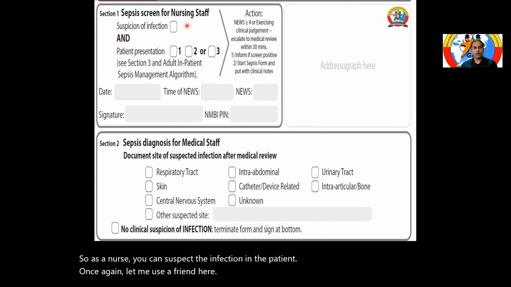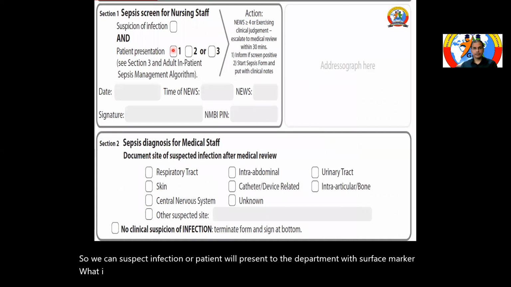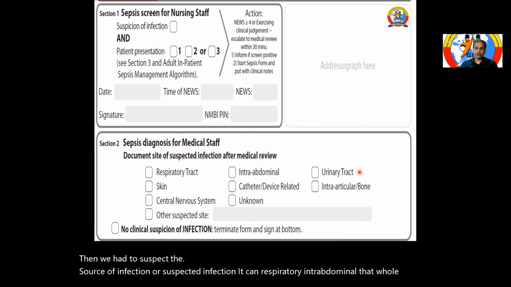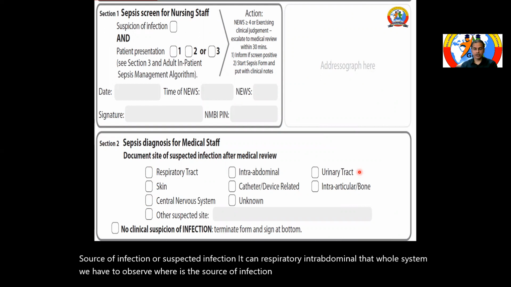Okay, that's fine. So you can suspect the infection, or the patient will present to the department with SIRS markers, which I explained in the last slide. Then we have to suspect the source of infection. It can be respiratory, intra-abdominal, that whole system you have to observe. Where is the source of infection or possible source of infection?